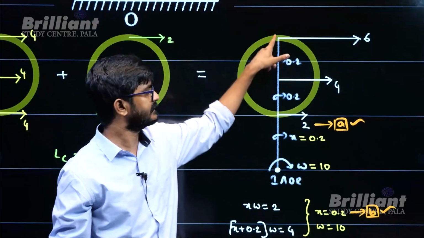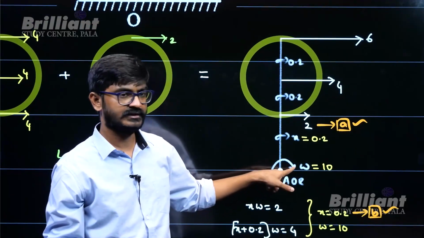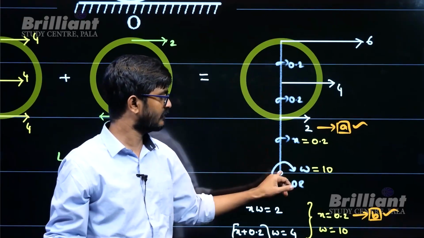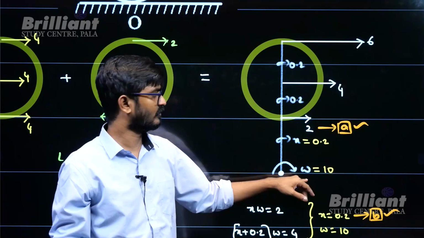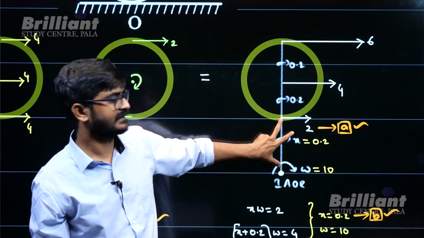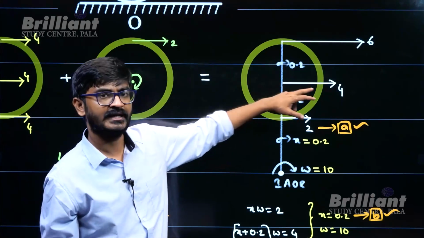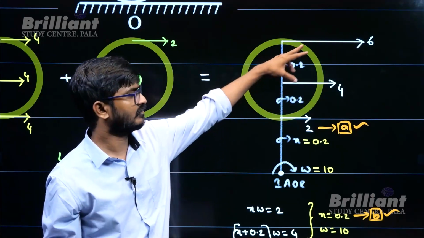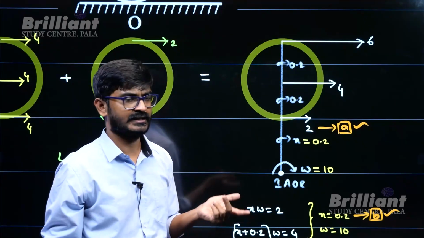So we can predict the instantaneous axis will be somewhere here, which will be at rest. If this entire body is rotating about this axis with omega, and let me call this distance x, then x into omega equals 2, (x plus 0.2) into omega is 4, (x plus 0.4) into omega is 6, and so on.